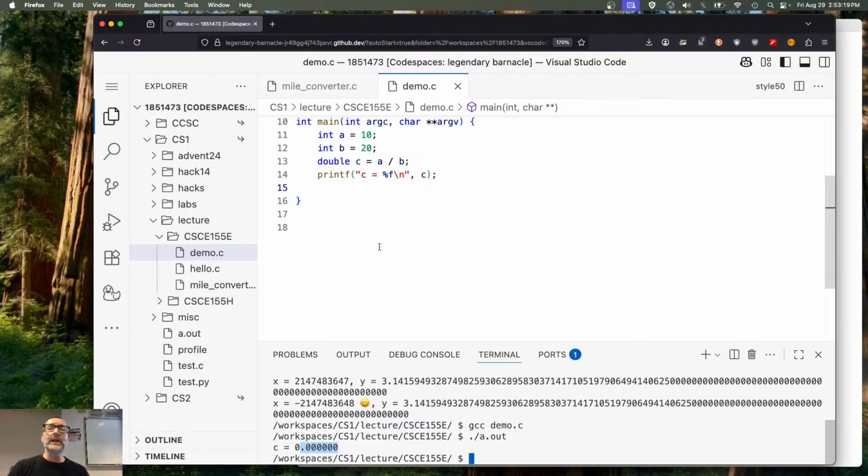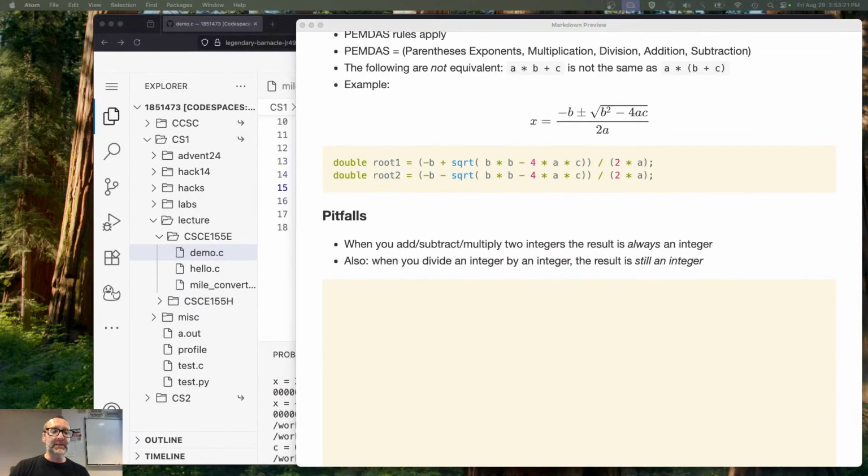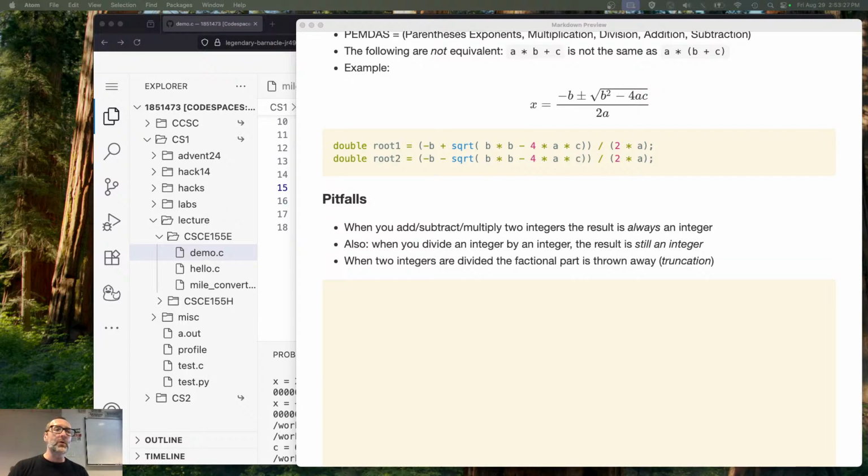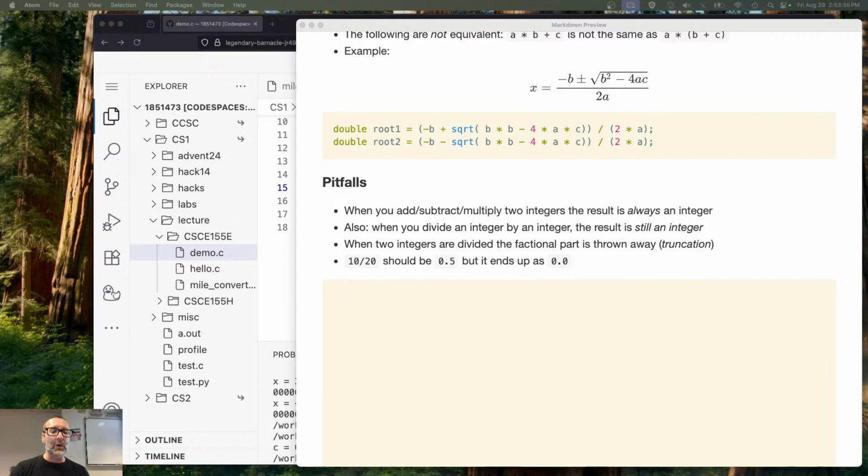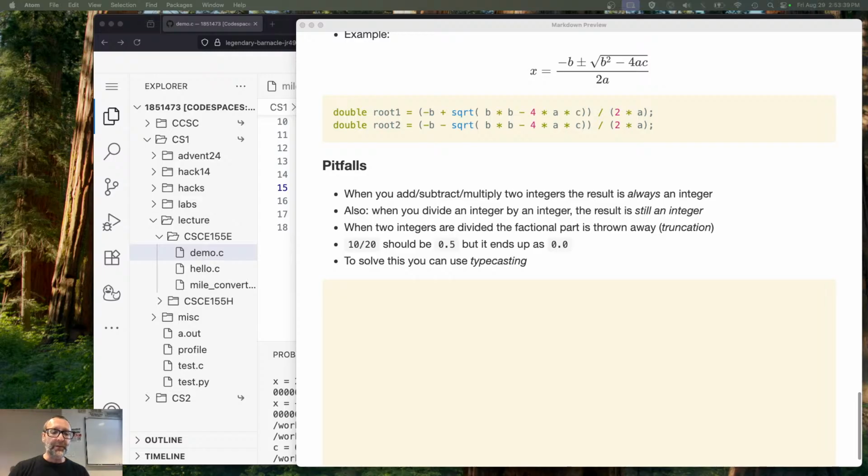That's called truncation, right? And that is something that you need to be aware of. When 2 integers are divided by each other, the fractional part is thrown away. It just gets truncated. 10 divided by 20 should be 0.5, but it ends up being 0.0. There is a way to solve this issue. First of all, you don't have to always use doubles. In fact, you shouldn't always use doubles. Integers are a very good thing.